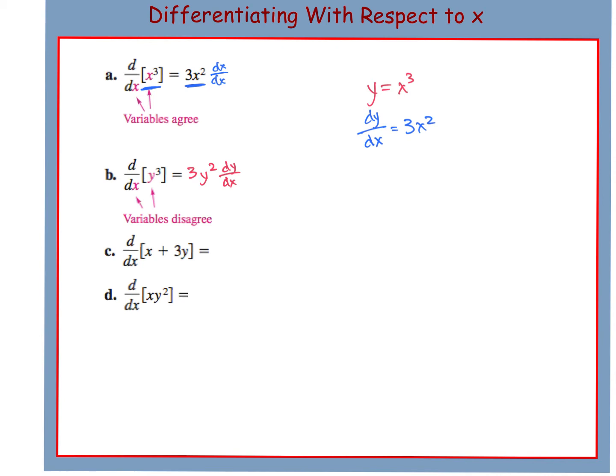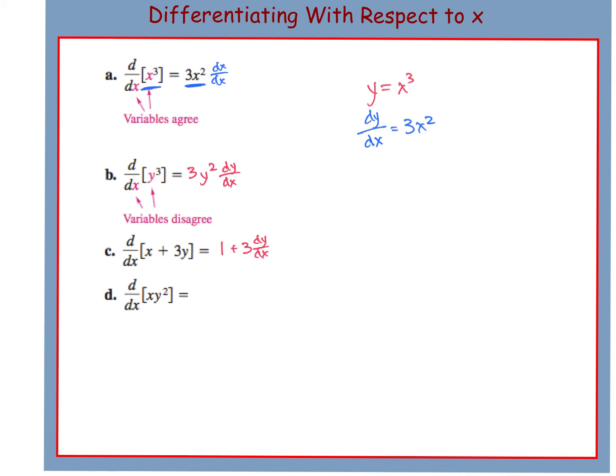So now I'm going to take a derivative of x plus 3y with respect to x. So, what's the derivative of x? 1. Plus, what's the derivative of 3y? 3 what? Dy dx. Because my variables don't match. I'm taking a derivative of y with respect to x, so a dy dx pops out. All right, let's look at part D.